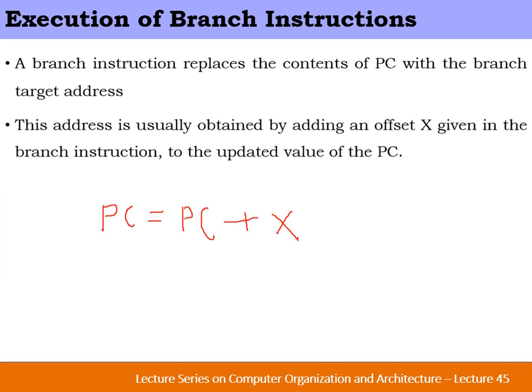X is the offset value that will be added to the updated program counter, and that value will be copied to the program counter. When the program counter is loaded with a new target address, then instruction fetch will begin from that particular address. So this is how we are going to calculate the target address.